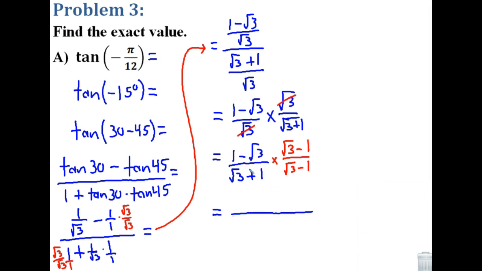So in the numerator, I do need to FOIL these two together. First, 1 times root 3 would give me a root 3. Outer, 1 times negative 1 would give me negative 1. Inner, negative root 3 times root 3 will be just a negative 3. And then last, negative root 3 times negative 1 will be a positive root 3.